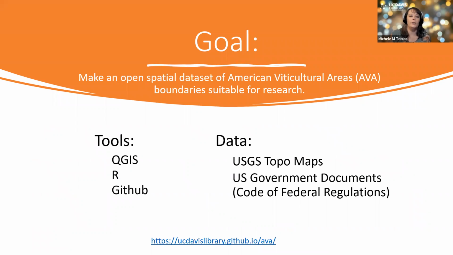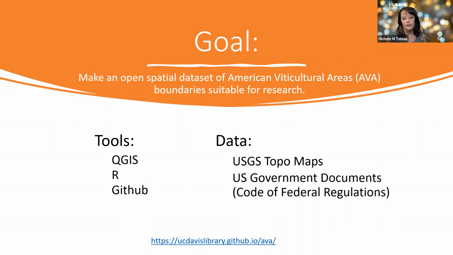So our goal with this project was to make an open source data set of American viticultural area boundaries that's suitable for research. So it needs to be something that's well defined. Our methods need to be very well documented, again, so it's repeatable. If somebody else wanted to make the same boundaries, they could use our methods and come up with pretty much the same thing. There's human interpretation going on here, so they're never 100% the same, but we do check them and make sure that they are as close to the description as possible.